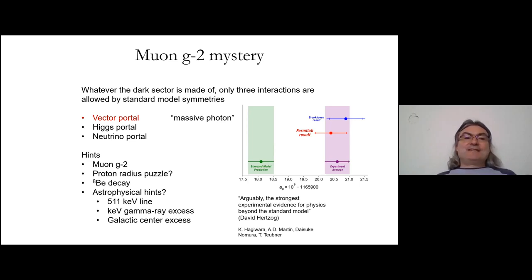I should say that both theory and experiment for the electron are way more precise than for the muon, because the electron is lighter. That makes it easier to evaluate some of these effects at high precision. But it is, I would say, equally interesting.